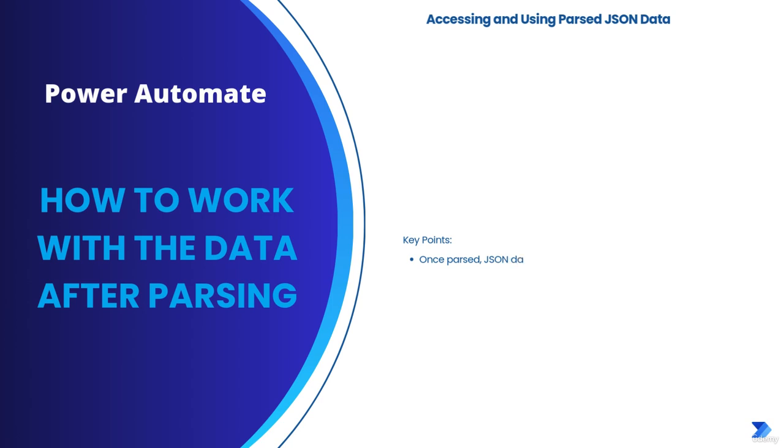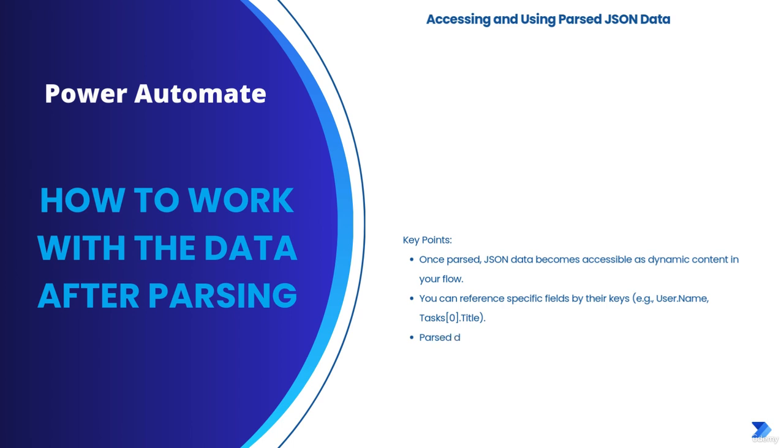Accessing parsed JSON data. Once the JSON is parsed, the magic begins. The data is no longer just a string. It is now accessible as dynamic content in your flow. This means that every key in the JSON, such as user.name or tasks[0].title, can be referenced and used in subsequent steps. Here's how to use parsed JSON data.